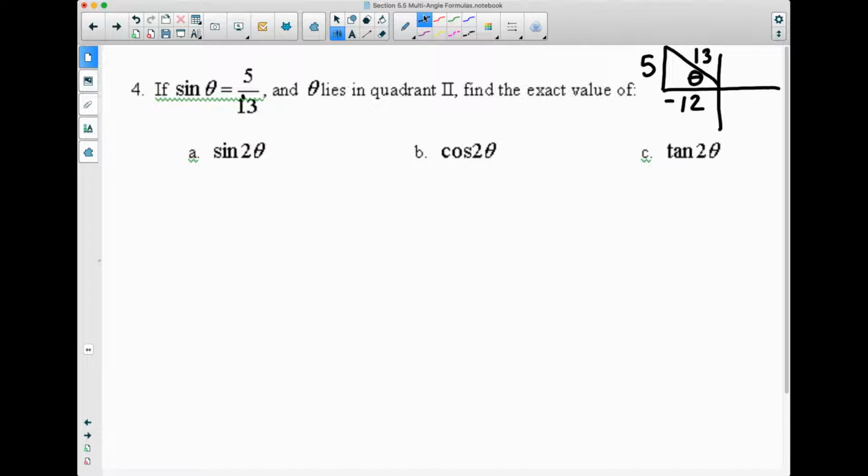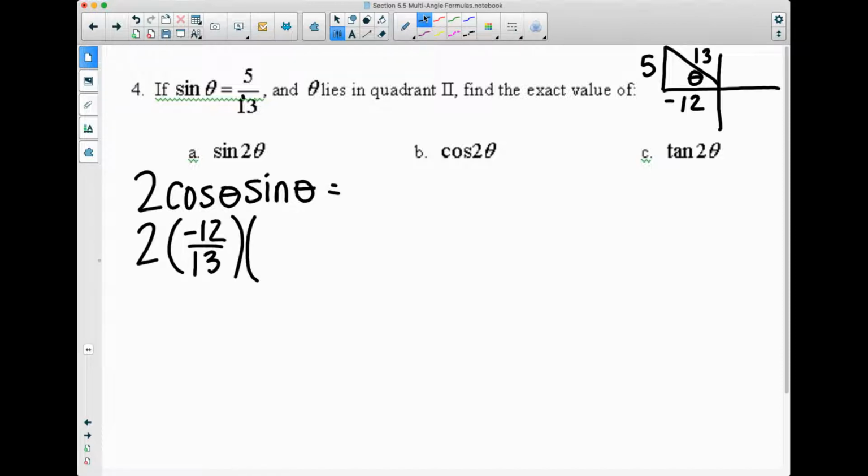Okay, so sine 2 theta. That's just 2 cosine theta sine theta. So what is cosine theta at this angle here? What does that equal? Good. Good news, they gave us sine theta, but it's 5/13. So go ahead and reduce that without a calculator. That's the hardest part about this test.